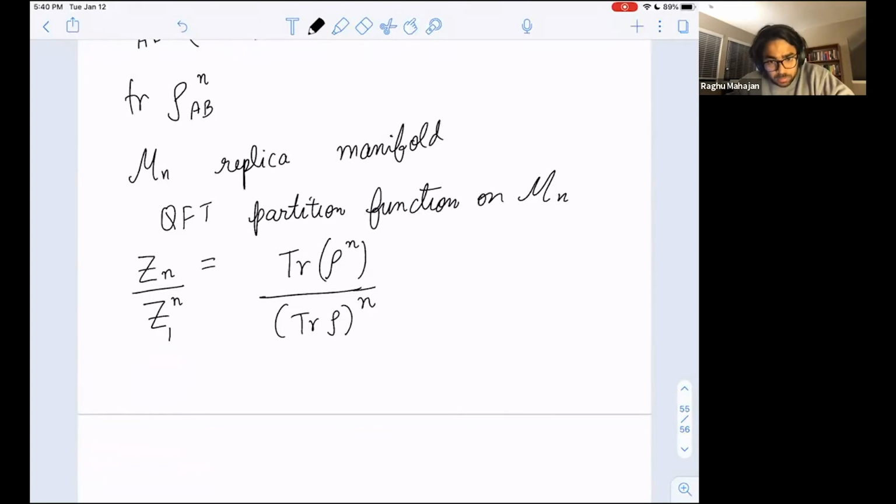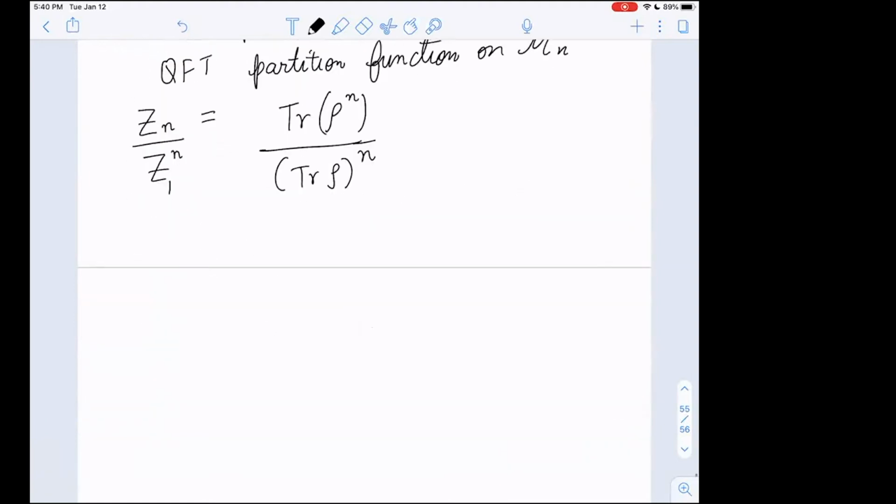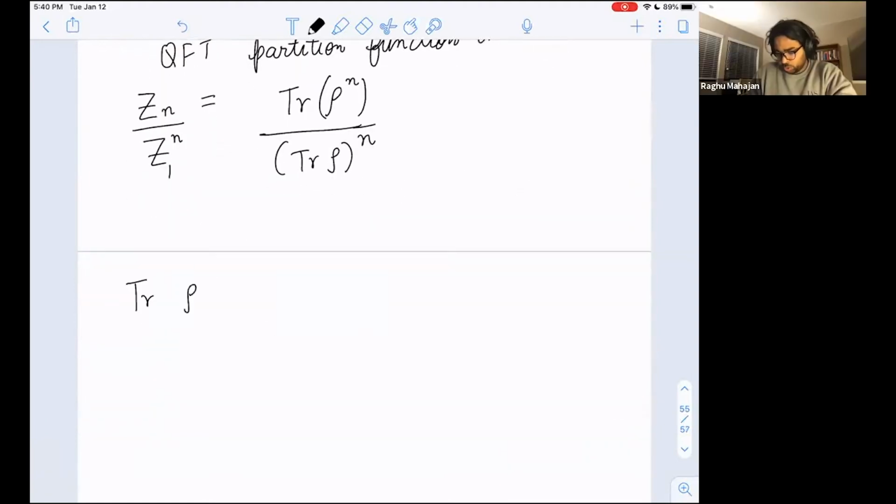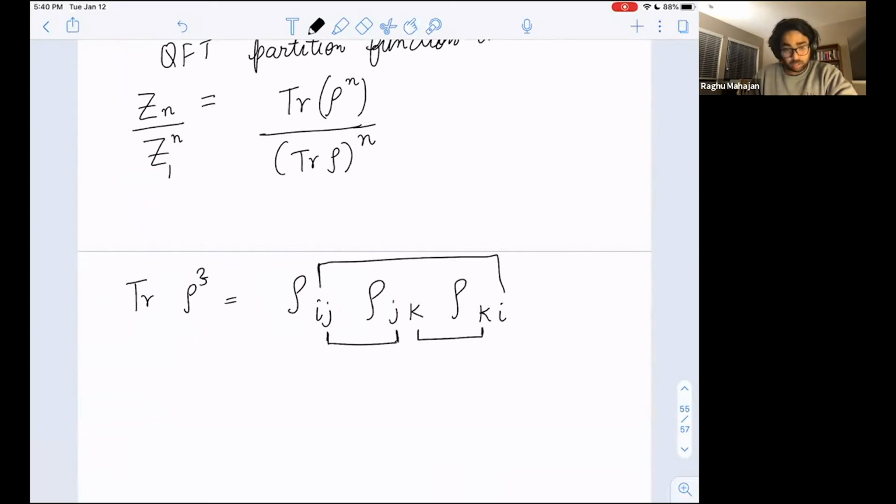There's a question. No, there is only one way to glue, because, for example, trace of rho cubed is rho_IJ, rho_JK, rho_KI. So this slot here has to get glued to this slot here, and this slot here has to get glued to this slot here, and then this has to get glued back to here. So there is a cyclic way of gluing it, and that's the only way.